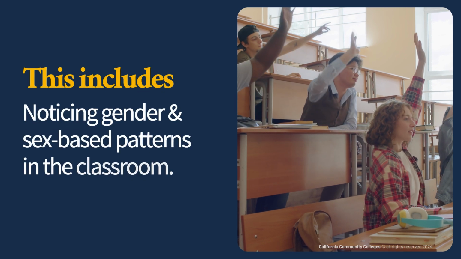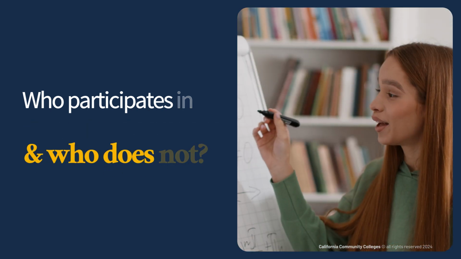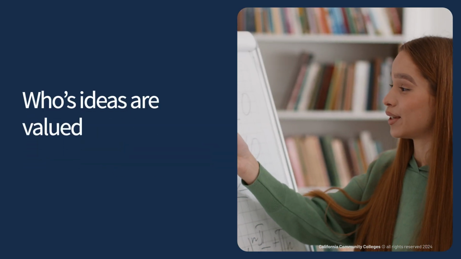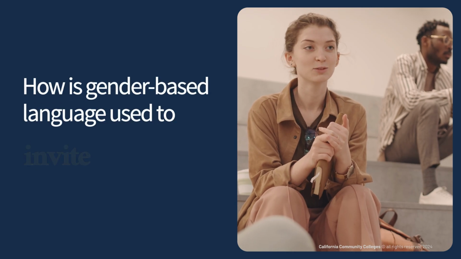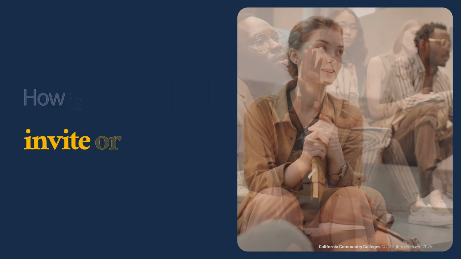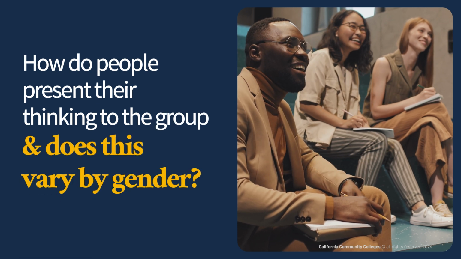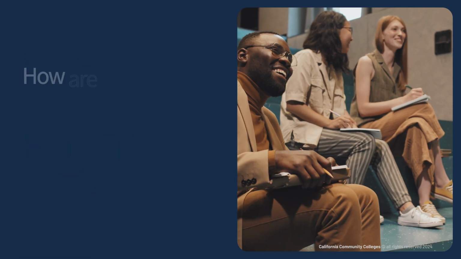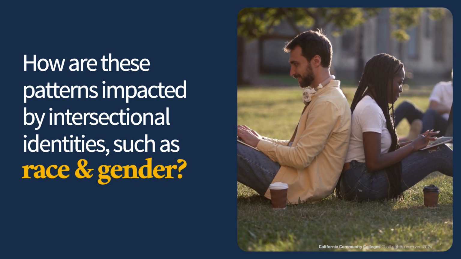This includes noticing gender and sex-based patterns in the classroom, such as who participates in classroom discussions and who does not, whose ideas are valued and whose are dismissed. How is gender-based language used to invite or disclude? How do people present their thinking to the group, and how does this vary by gender? How are these patterns impacted by intersectional identities such as race and gender?